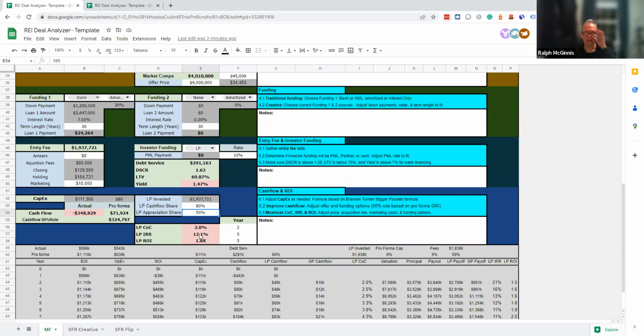Appreciation share can be negotiated, but in the end, you want to make sure that you have a solid cash on cash, a solid IRR, and a solid ROI. I'll explain what those are in a moment. So that's just to tell you a little bit about LP and silent money partners, how they get paid. So the next thing you want to do is figure out your cash flow.